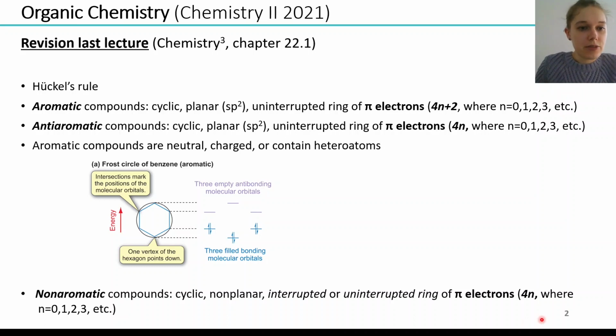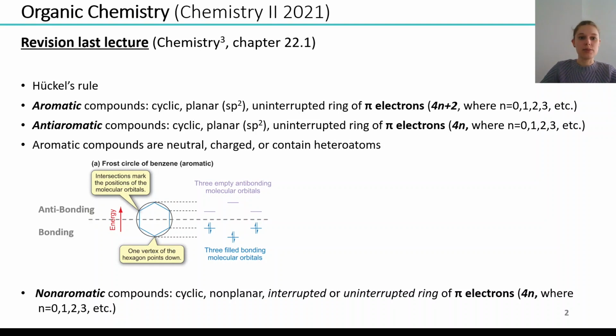And here is the Frost circle for benzene. So we know that this overall structure is a hexagon. That means we start with drawing this hexagon in that way that we have one vertex pointing down. Afterwards, we draw the circle around this hexagon, and each intersection between hexagon and circle can then be assigned to a molecular orbital.